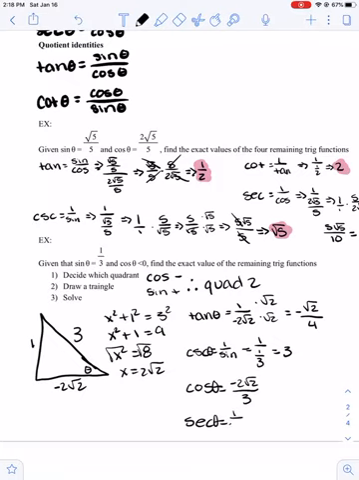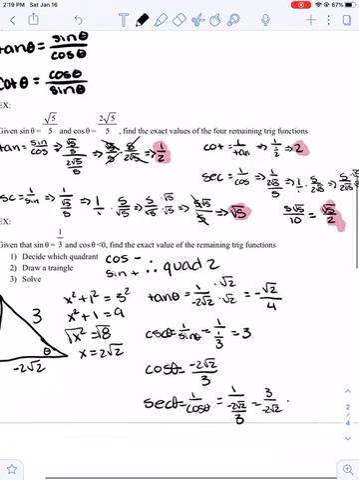So the secant of theta is 1 over cosine. And so this is 1 over negative 2 root 2 over 3. Multiply by our reciprocal, so we get 3 over negative 2 root 2. Then we're going to multiply by that radical and end up with 3 square root 2 over negative 4.